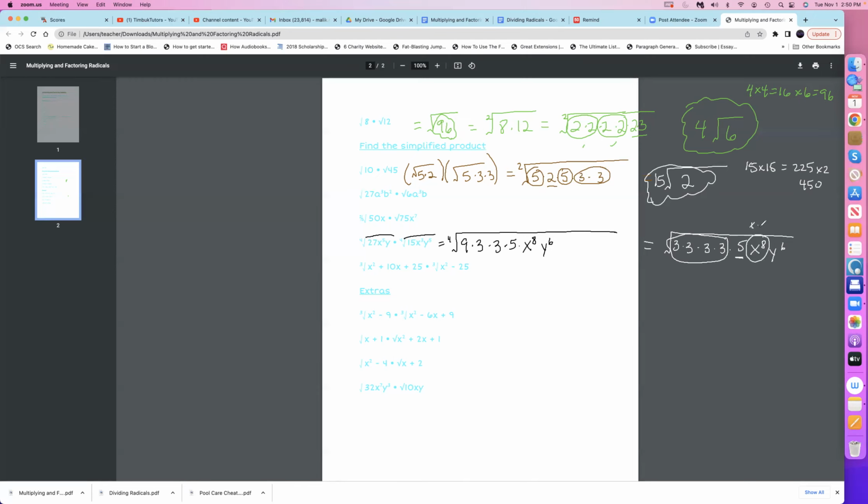And for the y's, I have 1 group of 4 and 2 left over. So inside I have 5 y squared, 4th root. And outside I have 3 x squared y.